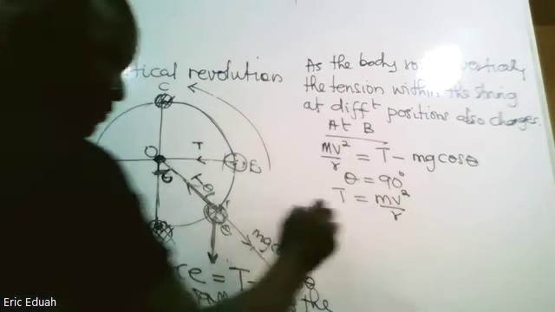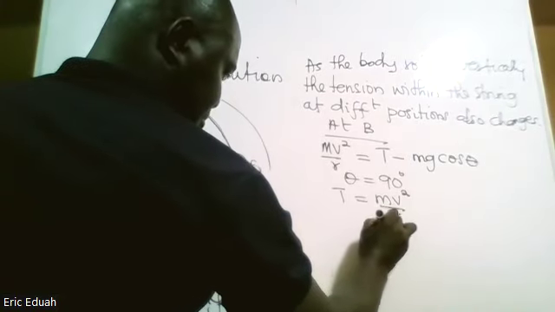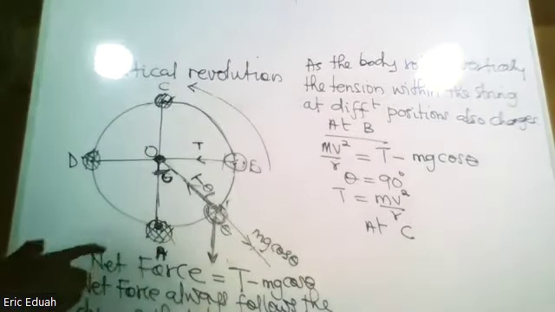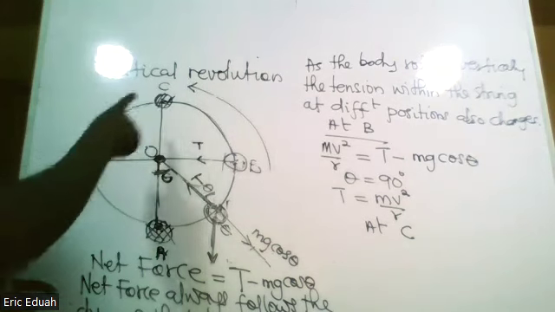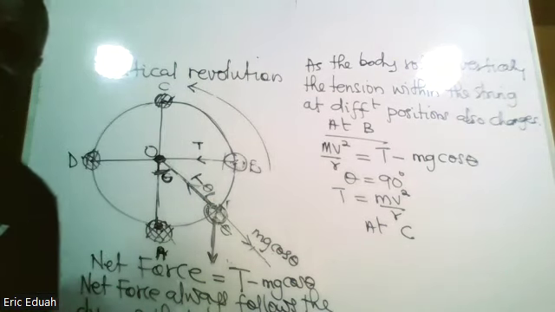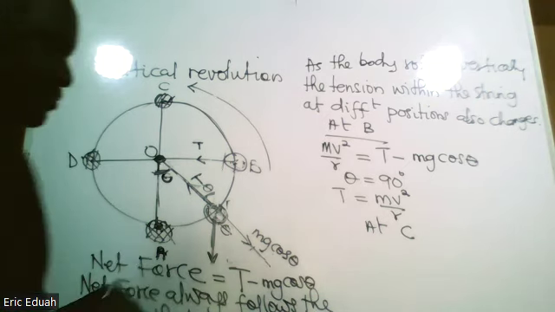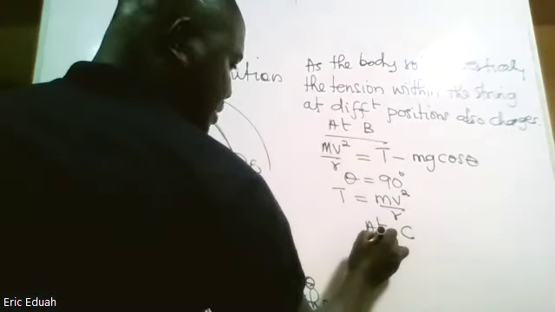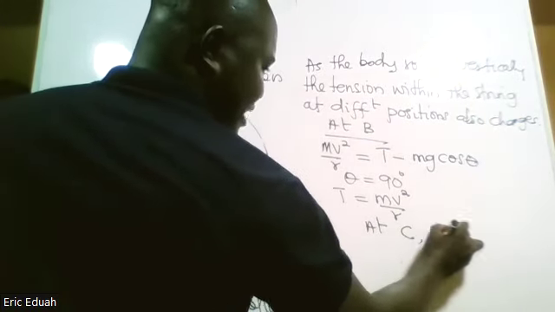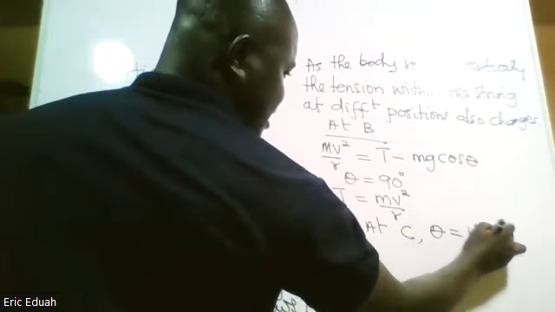At C, when it moves from A to C, what is the angle covered? 180. So theta is equal to 180.